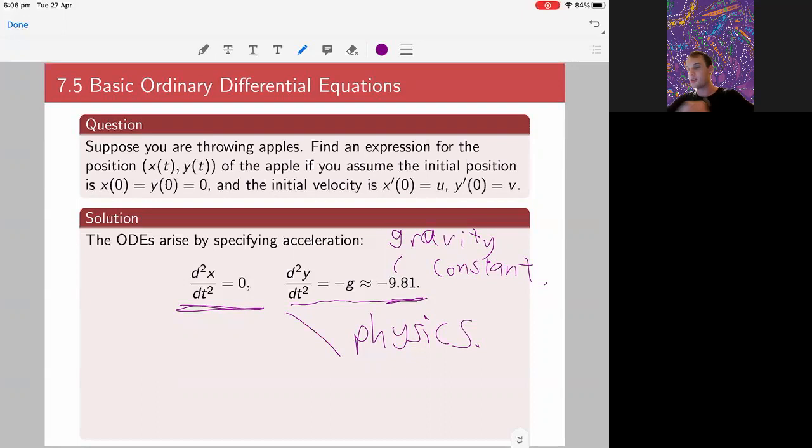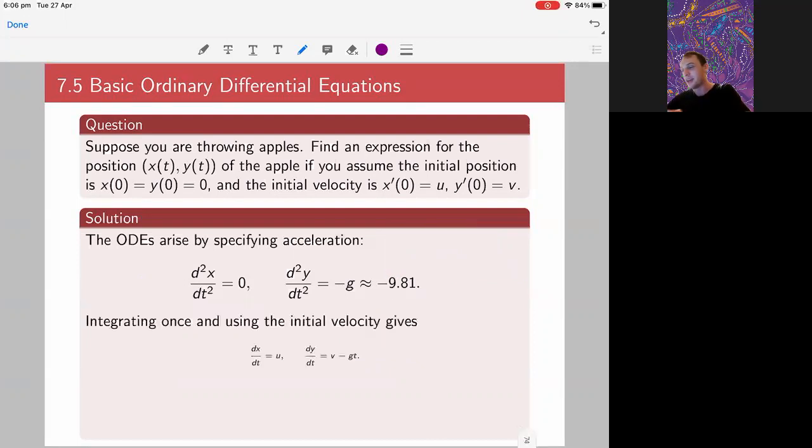Okay, so these are the ODEs that we're trying to solve. They're second order, and there are two of them. So let's get to it. Integrating once. Now, we haven't actually talked about integrating yet. And so when I say integrating, what I mean by that roughly is undoing one derivative.